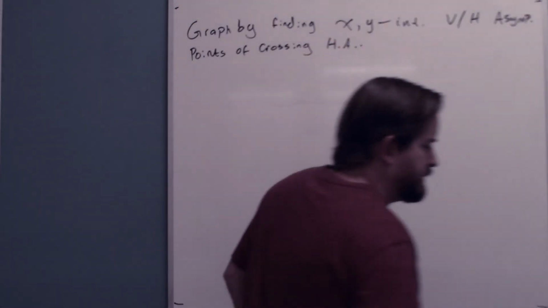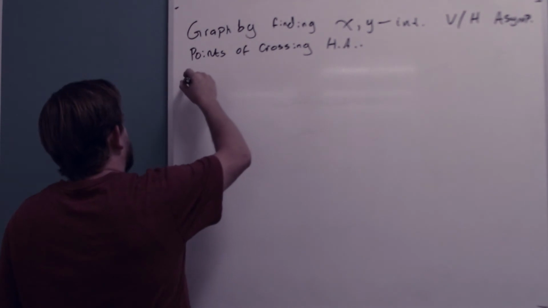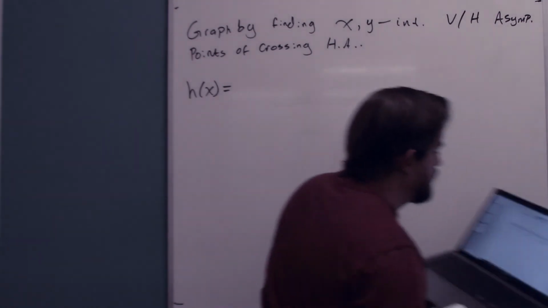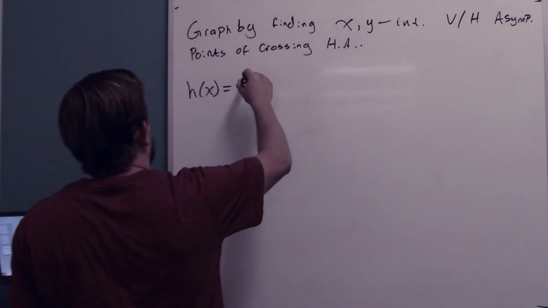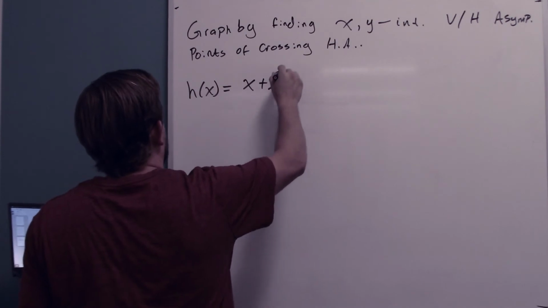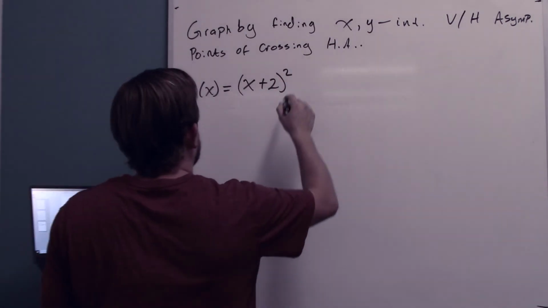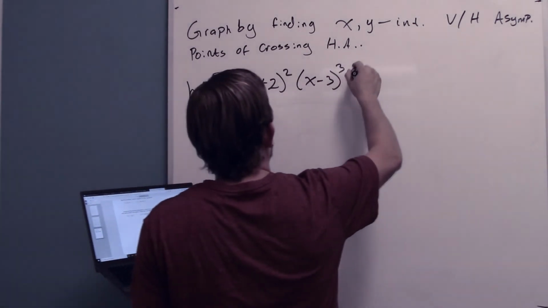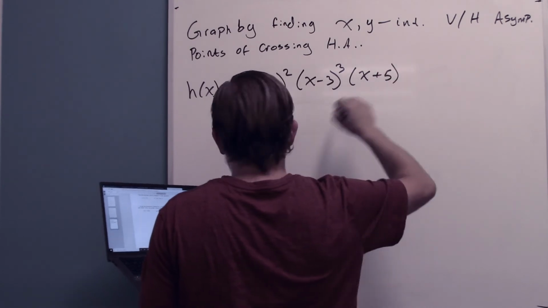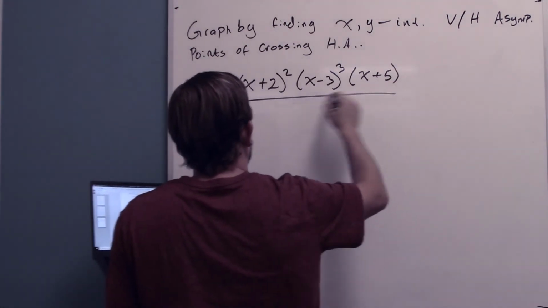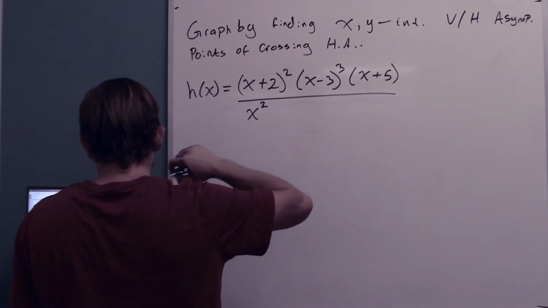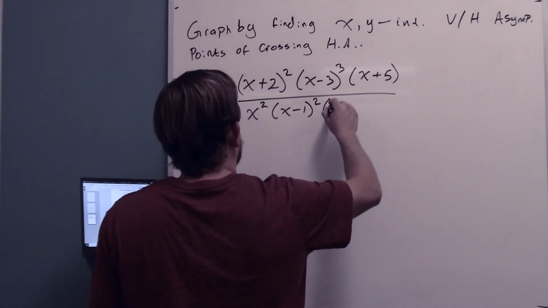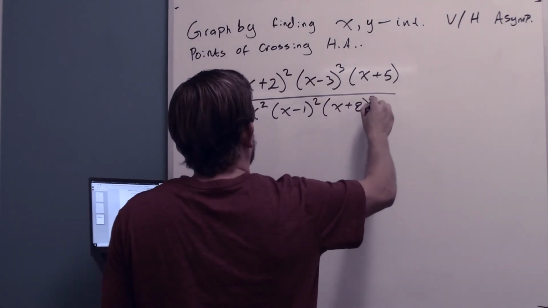The function that I've chosen here, this ugly one, is h of x. I feel like I'm going to need all of this board a few times. h of x is equal to something very small: x plus 2 squared, x minus 3 to the third, x plus 5, and then in the denominator I have an x squared, x minus 1 squared, x plus 8 to the third. Okay.